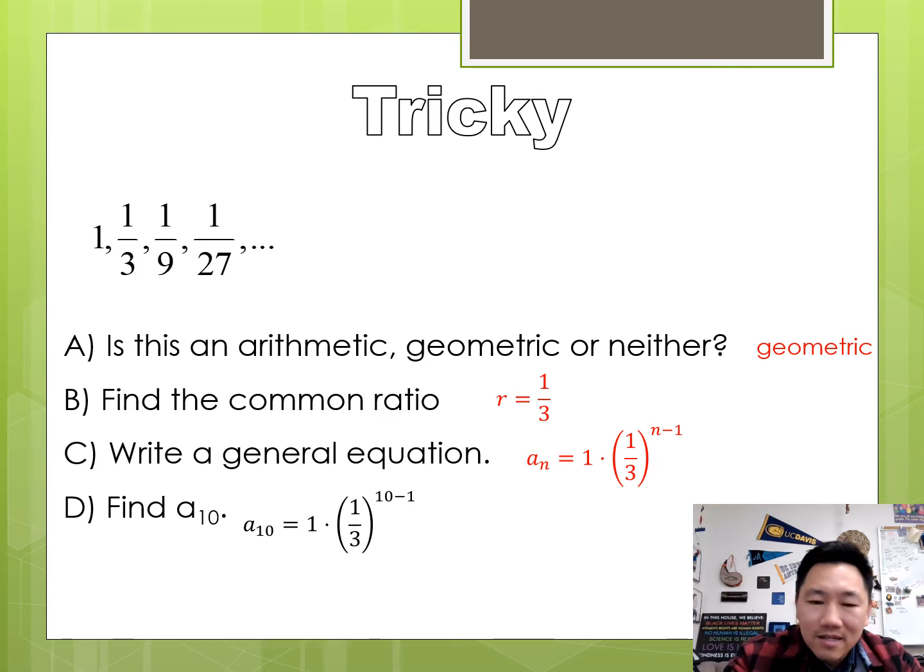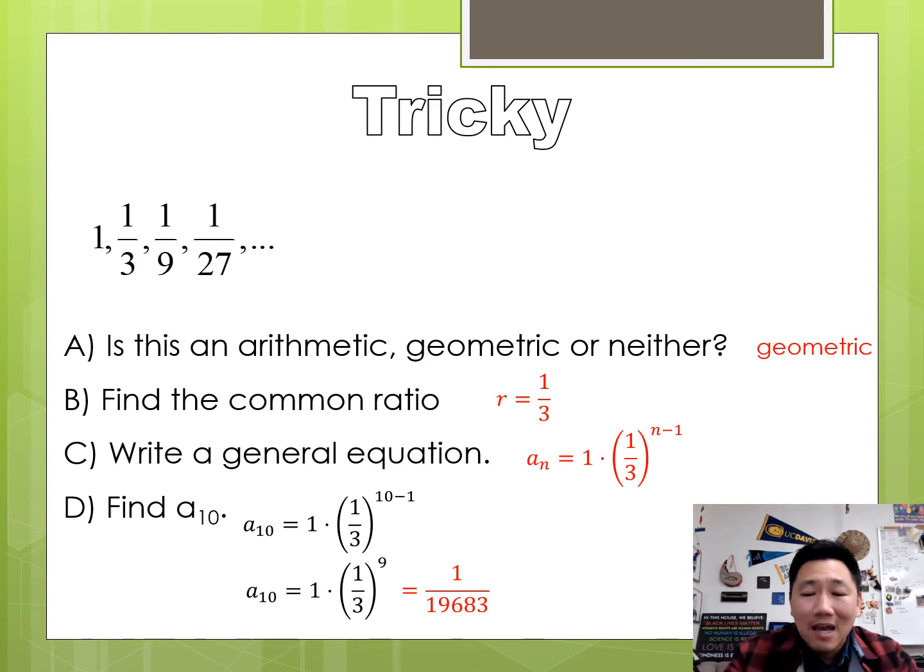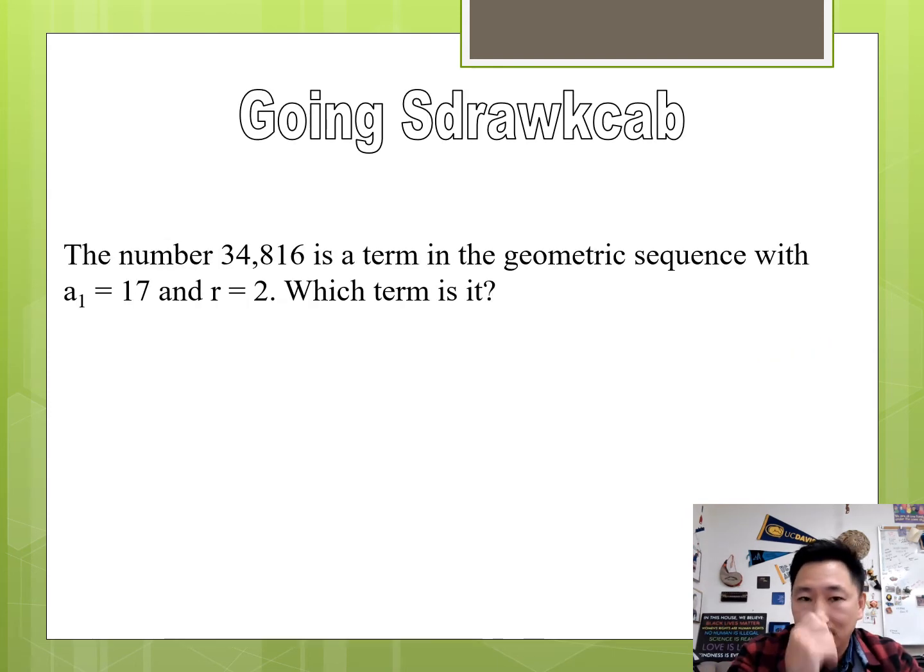Plug in the 10. Do the exponent first. And it looks like we have 1 over 19,683. I guess that wasn't too difficult. It wasn't that tricky. The only thing was we had fractions in it, so not too bad.